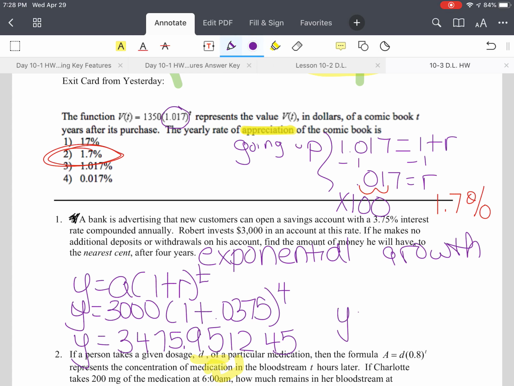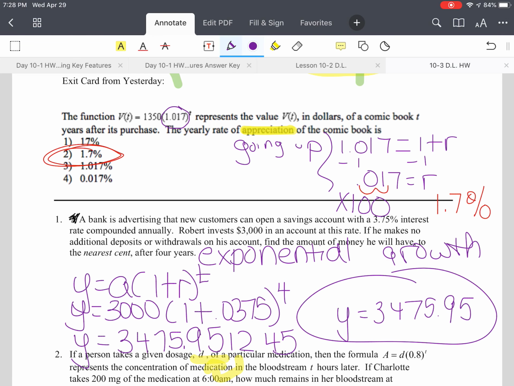So y equals 3475.95. So Robert will have $3,475.95 after 4 years. That's pretty good.